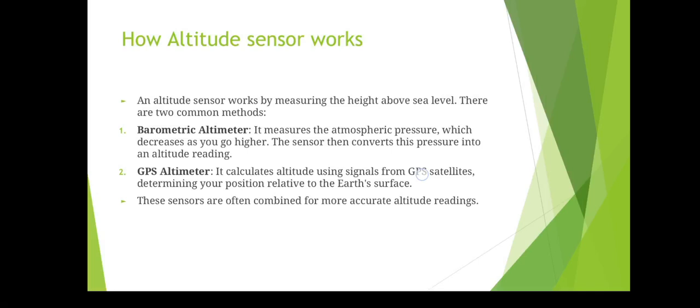There are another two types, that is radar altimeter and lidar and ultrasonic altimeters. Their applications are aviation, meteorology, and outdoor activities. Each type of altitude sensor is specifically chosen by the requirements of accuracy, range, and the environment in which it will be used. These sensors are often combined for more accurate altitude readings.